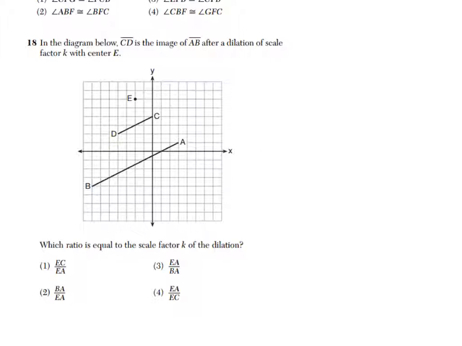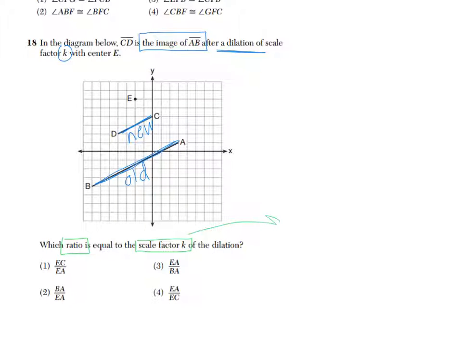All right, moving on here to question 18. It says, in the diagram below, CD is the image of AB. All right, so notice that CD is the image of AB. So AB was our old, and CD is our new. You can think of it that way. CD was the new piece that was formed after a dilation with some scale factor that we don't know exactly what it is. It says, which ratio is equal to the scale factor of K for this dilation?